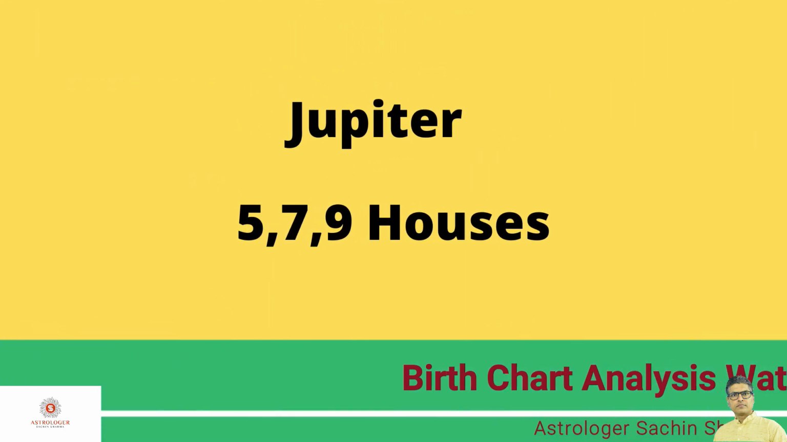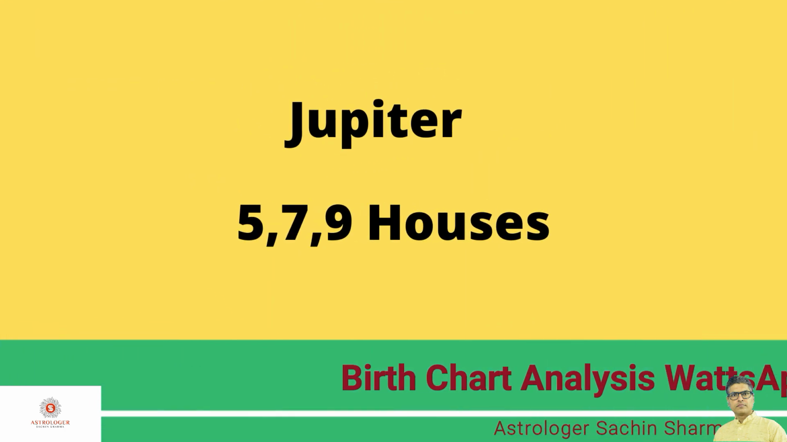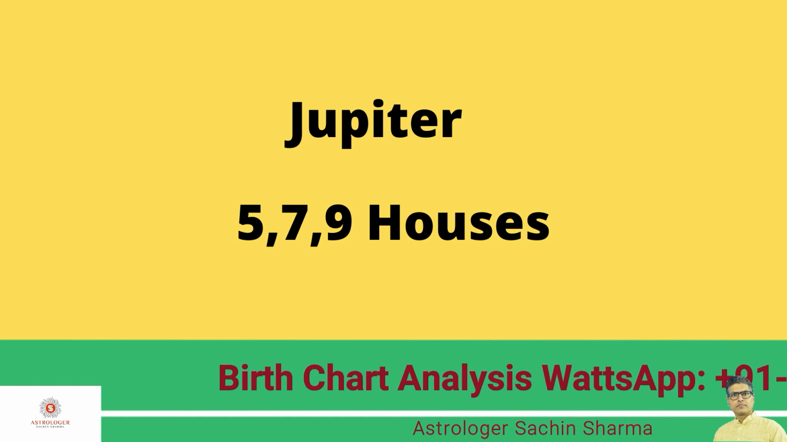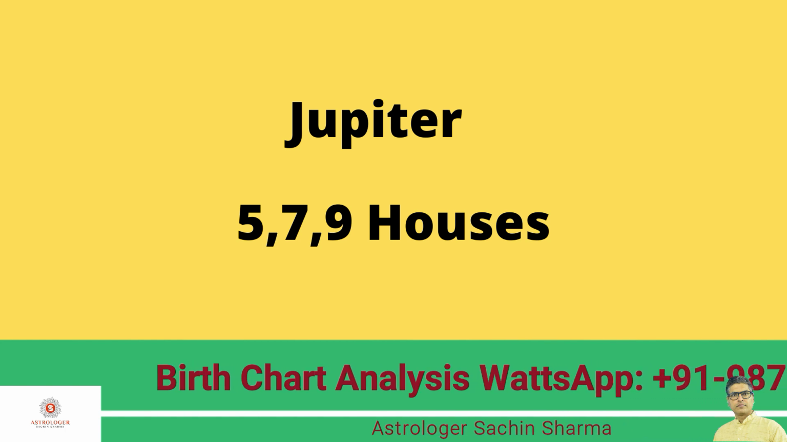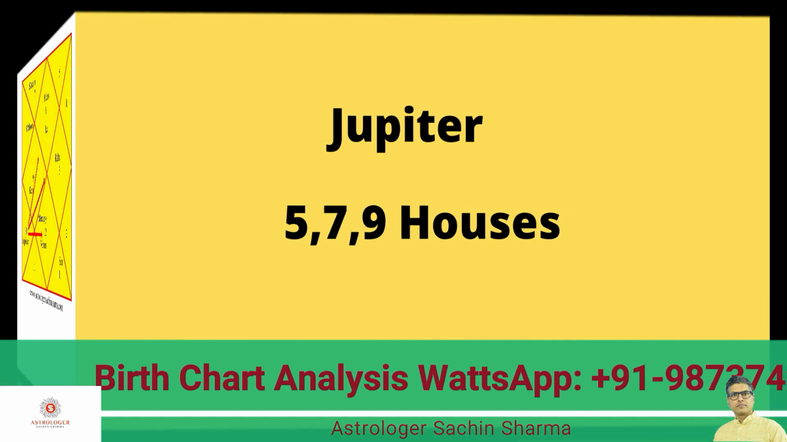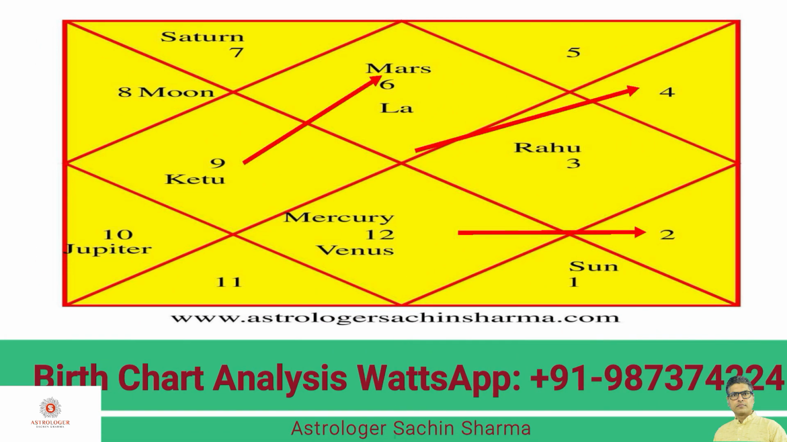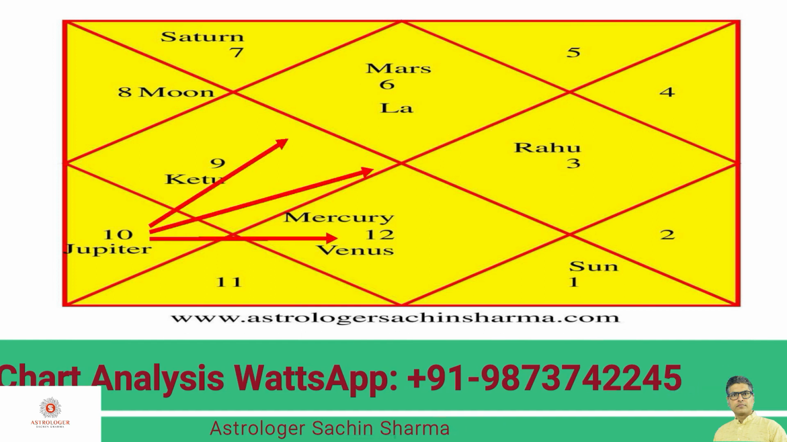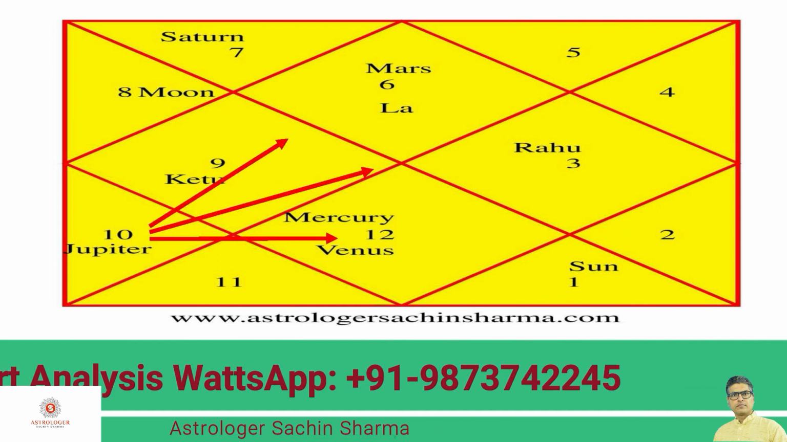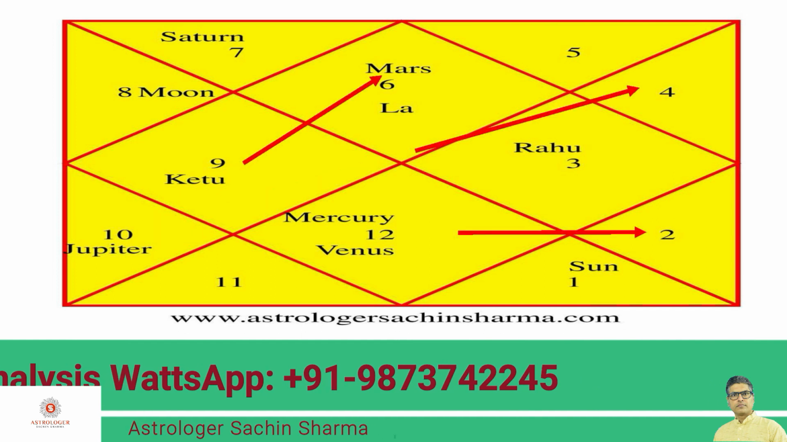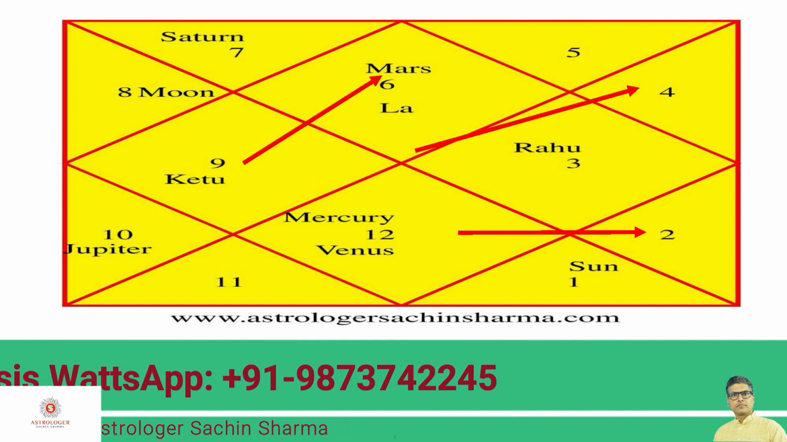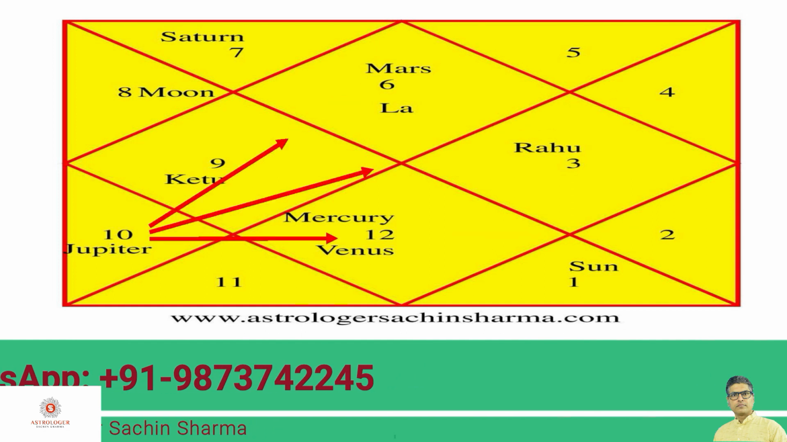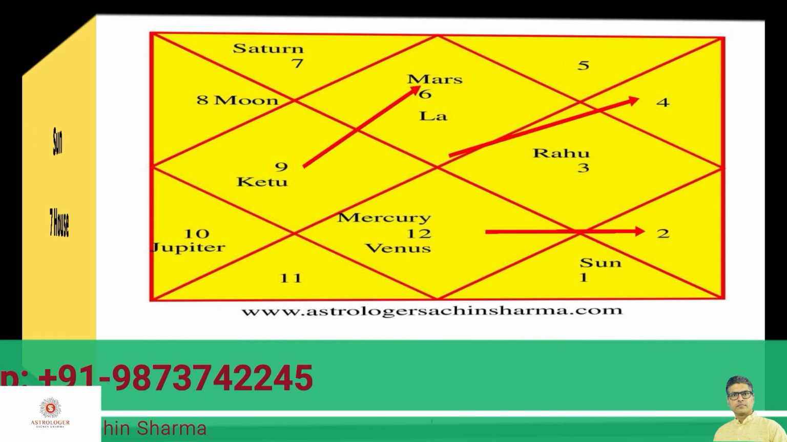Now let's move forward and discuss the aspect of Jupiter. So Jupiter will also aspect the 5th house, the 7th house and the 9th house from where it is placed. Now let us understand this practically. Jupiter is placed in the 5th house in this particular birth chart. Then Jupiter will aspect the 9th house, the 11th house and the 1st house of the birth chart, as you can see with the help of these arrows.